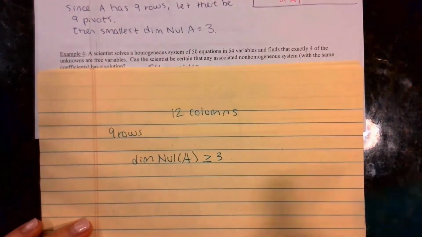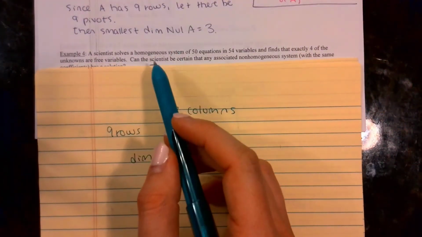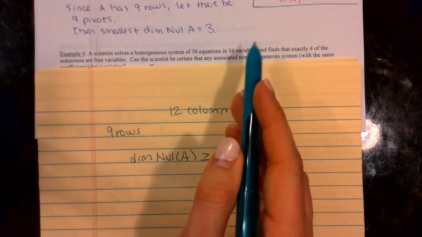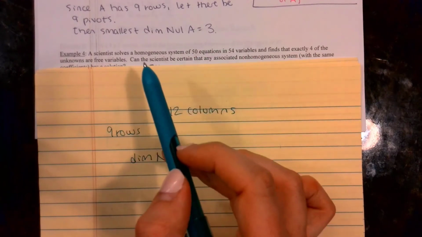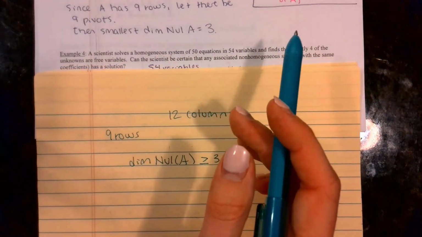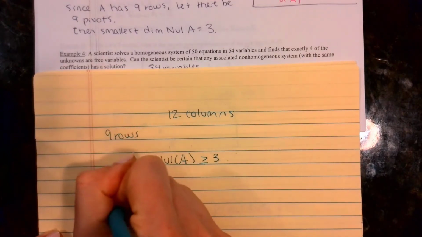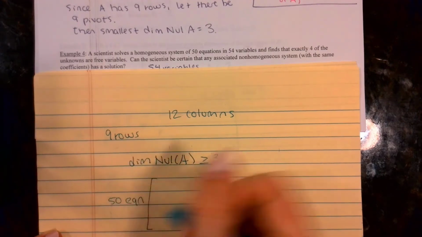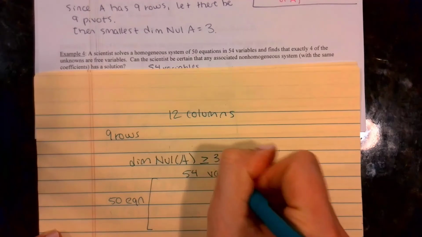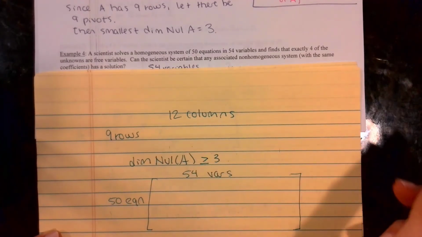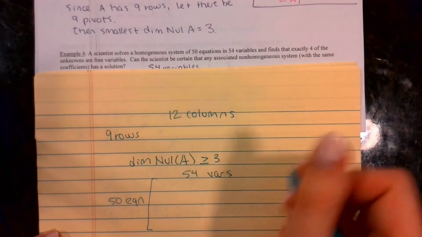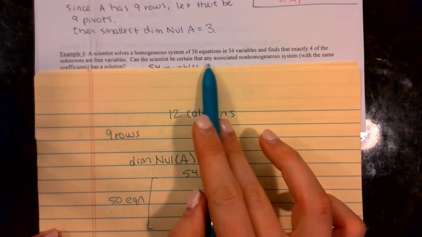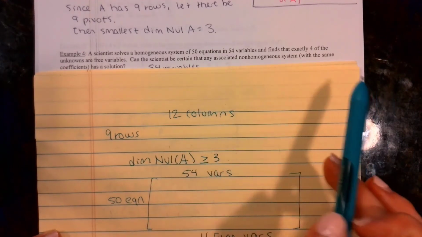A scientist solves a homogeneous system, that means it's AX equals 0, sorry, 50 equations in 54 variables and finds that exactly 4 of the unknowns are free variables. Okay, so that means we've got 50 equations, that's the number of rows, in 54 variables, that's the number of columns, and I can see that exactly 4 of them are free. So 4 free variables.